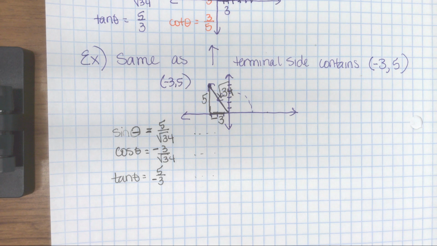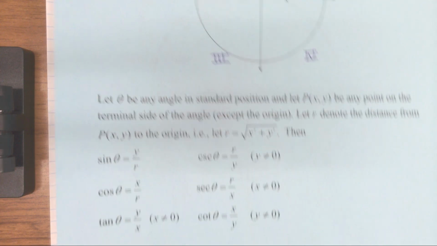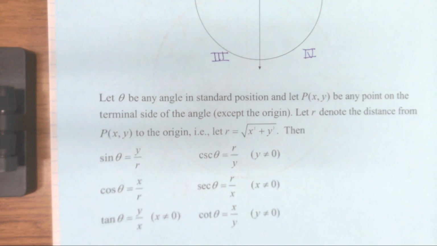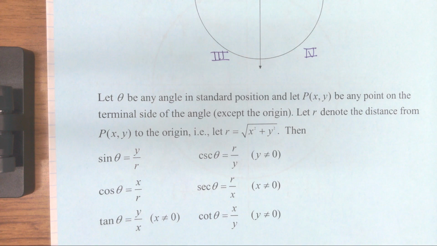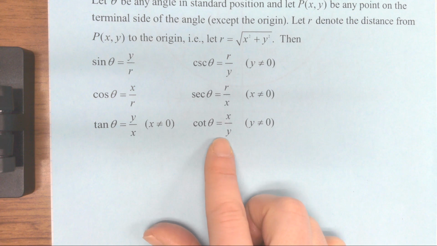All right, quick question for you. Look at this. Which of these 6 functions would be negative in quadrant 3 if the terminal side was in quadrant 3? Tell me which trig functions would be negative. Why not tangent? Because you'd have a negative over negative, which would be positive, right? Is that making sense, that you could think about which ones are positive?